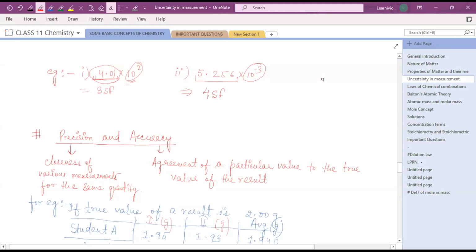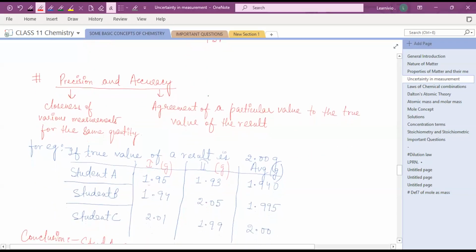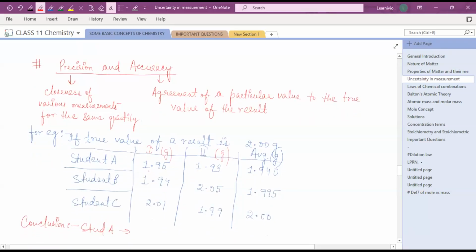Now see, the next topic is precision and accuracy. We always like the results to be precise and accurate whenever we do an experiment or find any readings. So what do we need? We just like the results to be precise and accurate. So let's know what precision is and what accuracy is first. Precision and accuracy are often referred to when we talk about measurements. So what are these terms?